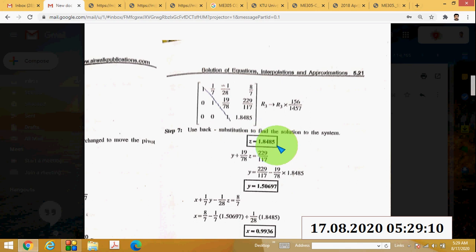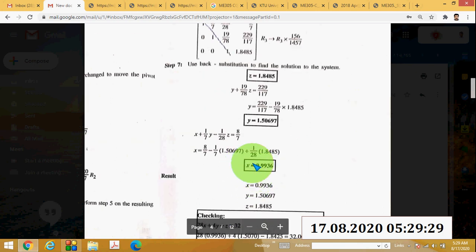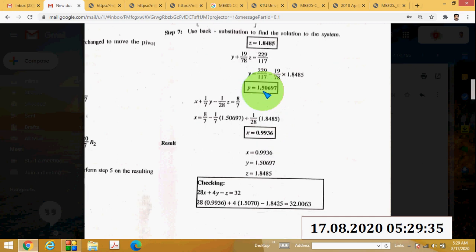So z, you already know the value of z, 1.8485. Substitute here, you will get the value of y. Then take the first row, x plus 1 by 7 y minus 1 by 28 z is equal to 8 by 7. You have to substitute the values of y and z into this equation, you will get the value of x. So the value of x is 0.99, y is 1.0, and z is equal to 1.84. So this is the method involved in the Gauss elimination method.